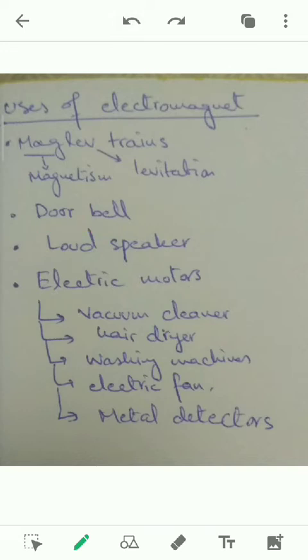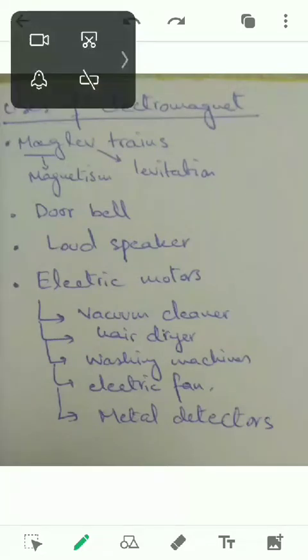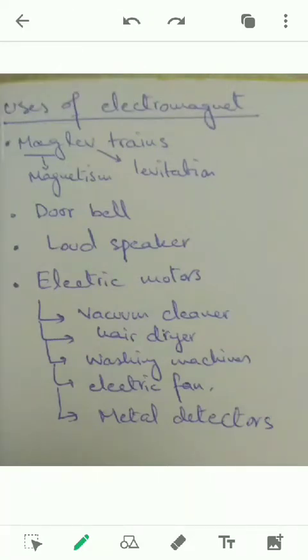The last topic which I wanted to explain was maglev trains. Maglev trains are those trains which run on electromagnets. They use magnetism, and levitation means they are moving a little above the ground. That's why we call them maglev, the short form of magnetic levitation.